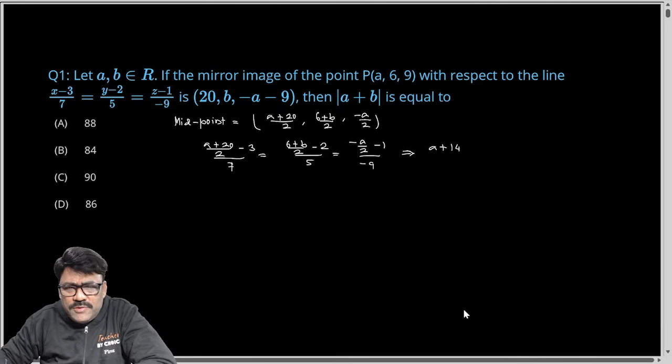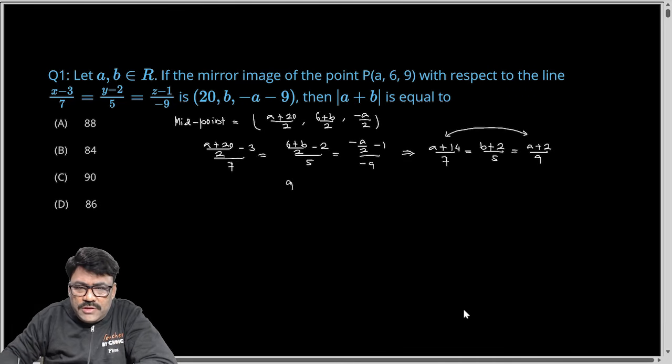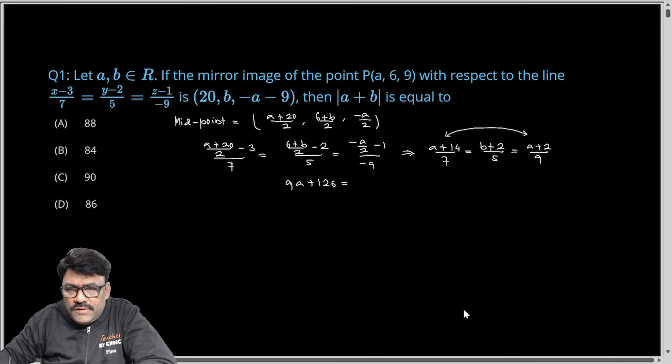By 2 can be cancelled from each, so A plus 14 by 7, 6 plus B minus 4, so B plus 2 by 5, and minus A minus 2, so A plus 2 by 9. If I solve the first and last of these two, I'm getting 9a plus 126 is equal to 7a plus 14.